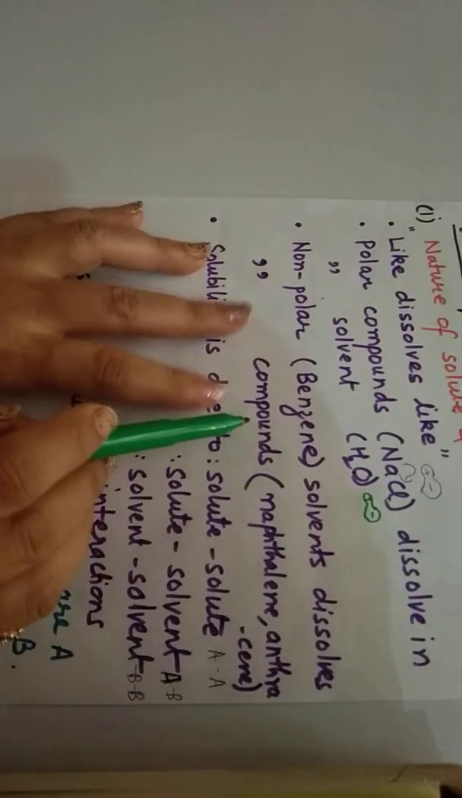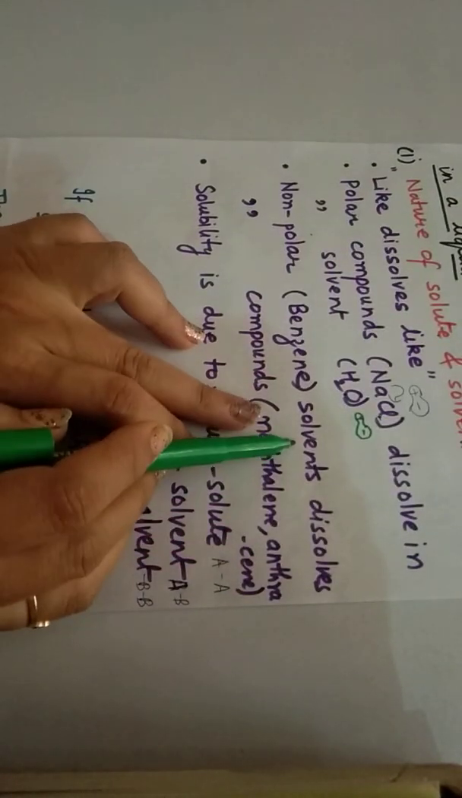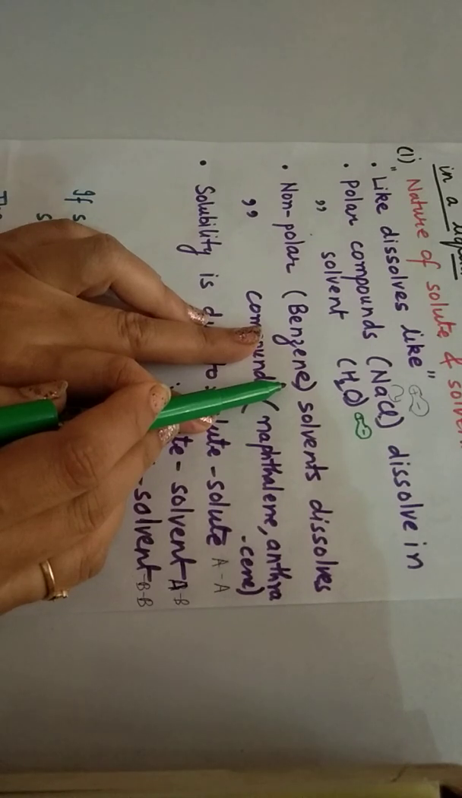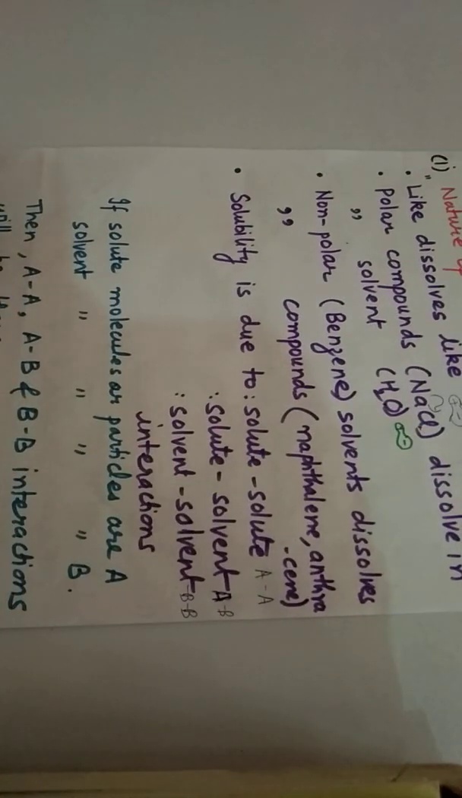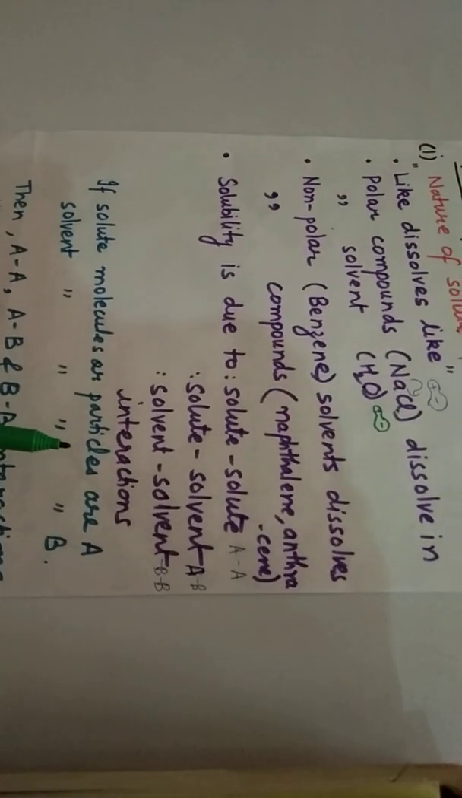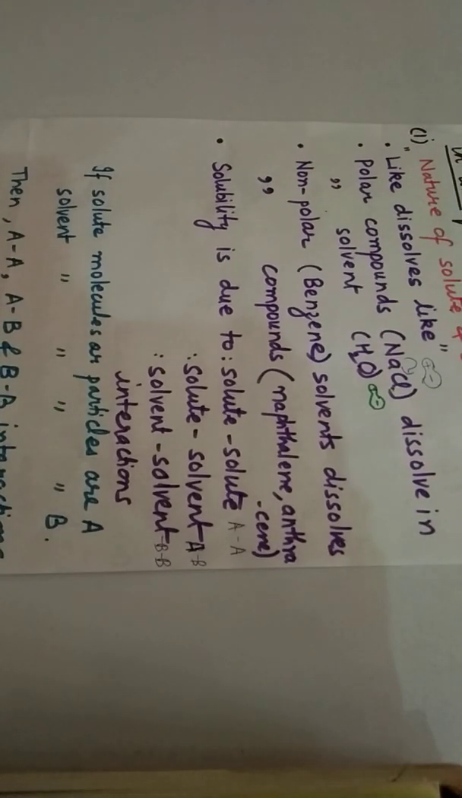In the same way, non-polar solutes like naphthalene and anthracene will dissolve in non-polar solvent like benzene. Now, as I've told you earlier, there will be intermolecular interactions between the solute-solute, solute-solvent and solvent-solvent molecules, due to which the solute particles will be soluble in a given solvent.